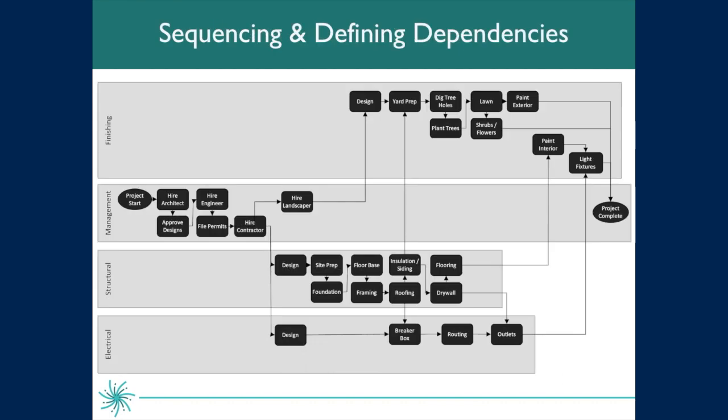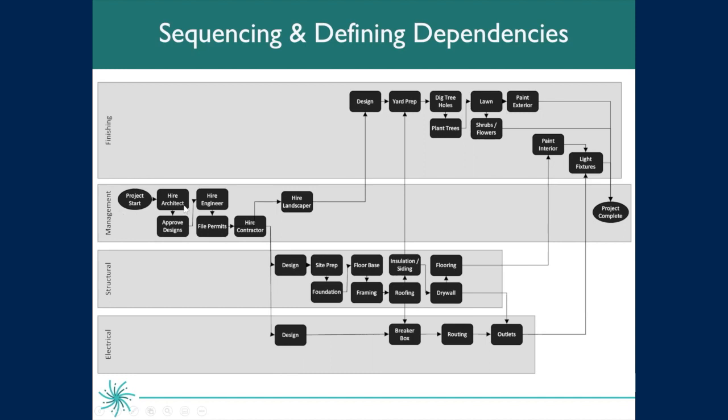This is what it looks like when you are sequencing and defining dependencies. You can build this out in something like Visio. The level 2 work breakdown structure, the main buckets of work, are down this left-hand side: finishing, management, structural, electrical. And it shows what order the work needs to be accomplished in. Here's that project start milestone I referenced.